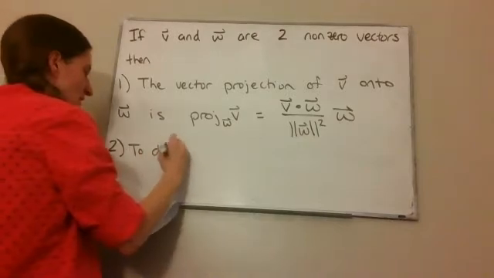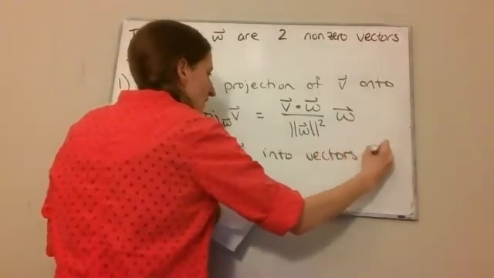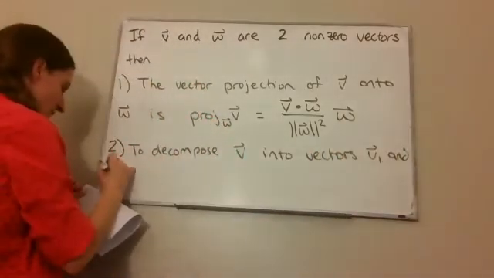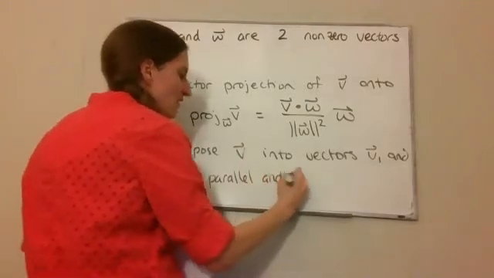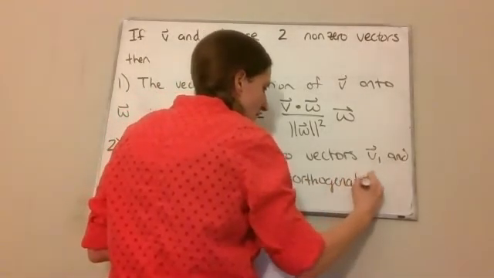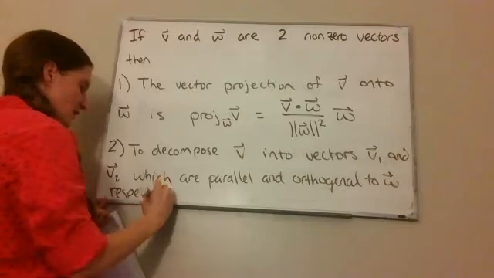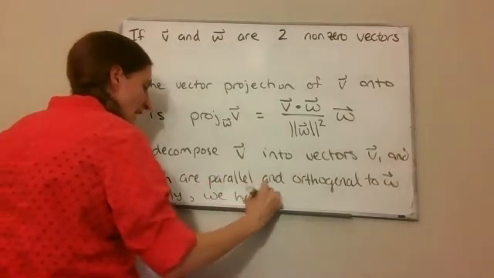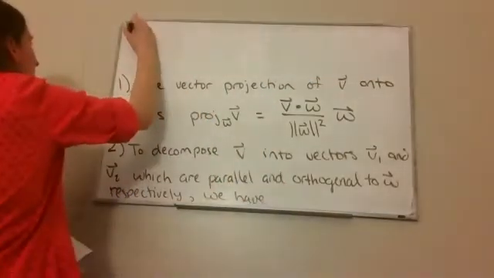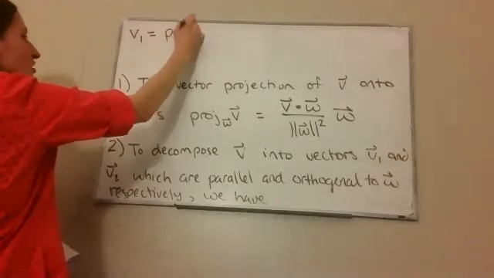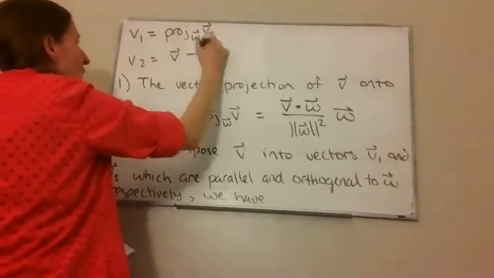And two, to decompose v into vectors v1 and v2, which are parallel and orthogonal to w, respectively, we have v1, the one that's going to be parallel, is equal to the projection of v onto w, and v2 is v minus v1.